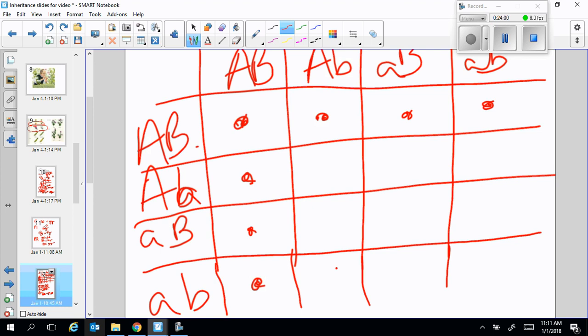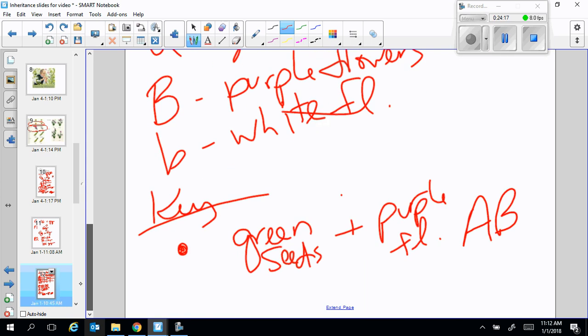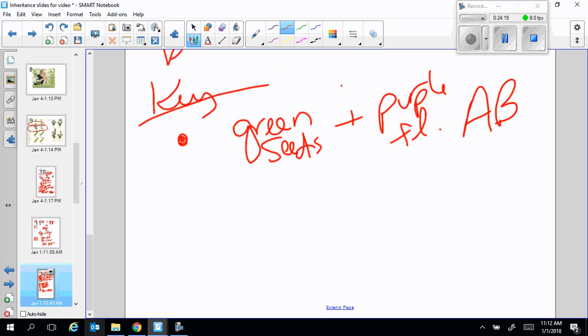Now this one, nope. Here we go. This one also is getting a big A and a big B. This one's going to have a big A and a big B. So I have 1, 2, 3, 4, 5, 6, 7, 8, 9. 9 out of 16 ended up green seeds and purple flowers.